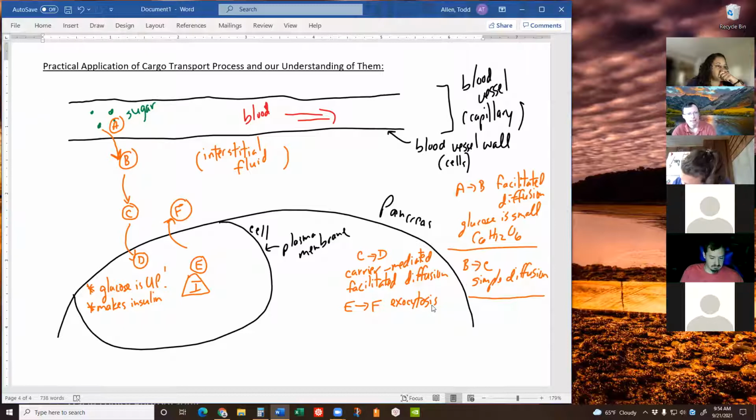Okay. Now, so insulin at this moment at location F is in the interstitial fluid, correct? So the insulin, let's see what happens when the insulin goes from location F to location G. Okay, so from F to G, what would the transport process be?